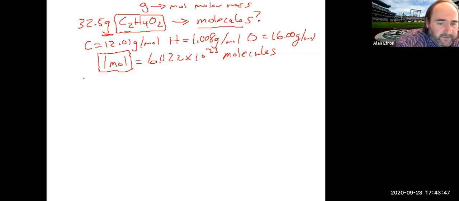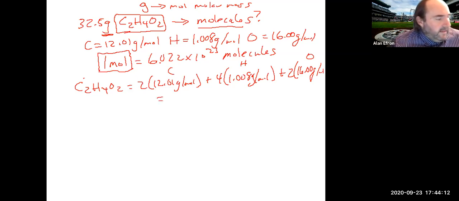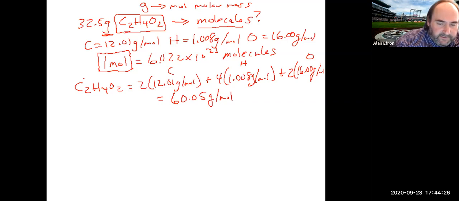So for C2H4O2, we would have 2 times 12.01, which is from the periodic table for carbon, plus 4 times 1.008 grams per mole for our hydrogen, plus 2 times 16 grams per mole for our oxygen. If we add all of that up, that will give us the molar mass of this compound. And it looks like we get something like 60.05 when we do that. Usually molar mass to about 4 significant figures is what you take it to.